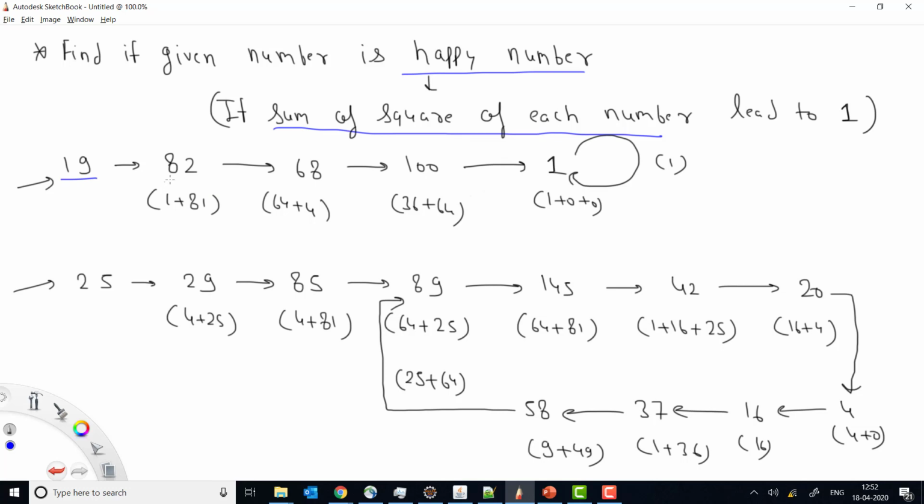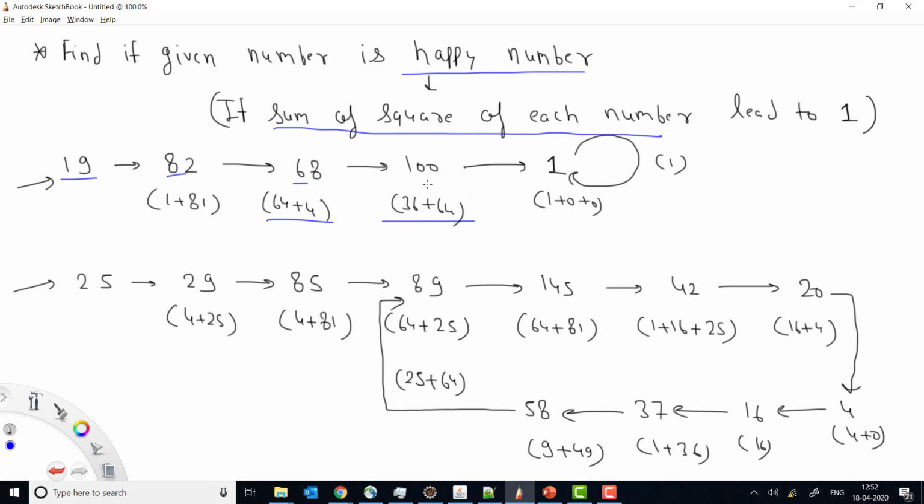When we go further, the square of 8 is 64 and the square of 2 is 4, and the sum is giving 68. So again this is still not 1. Now check further. The square of 6 is 36 and the square of 8 is 64. Now what is the sum? The sum is 100.